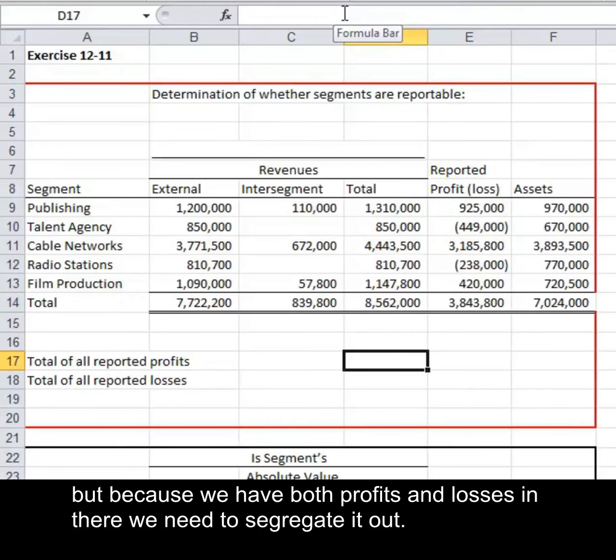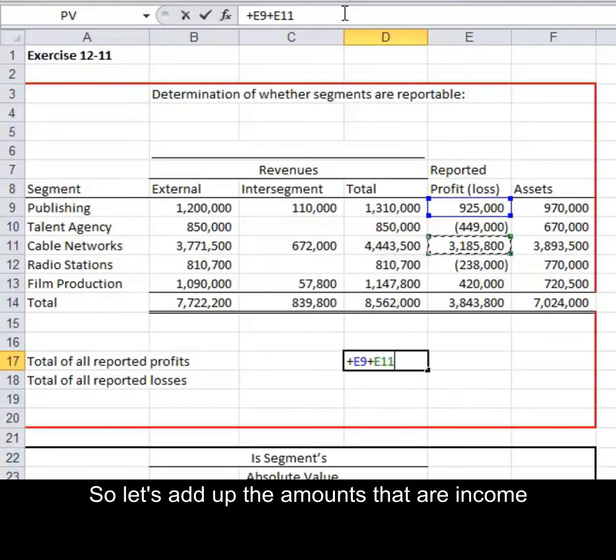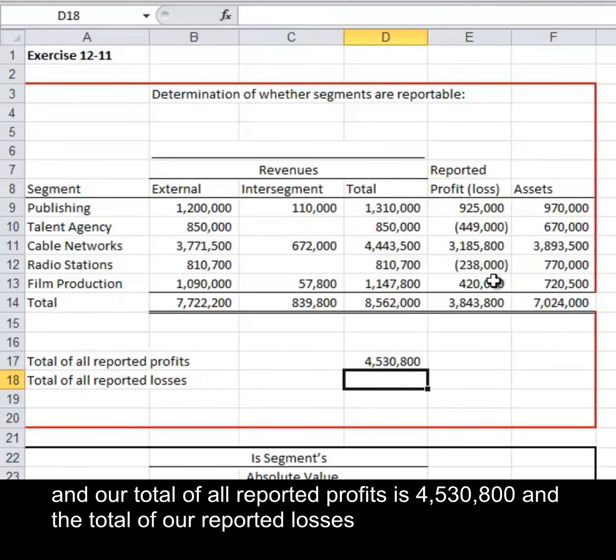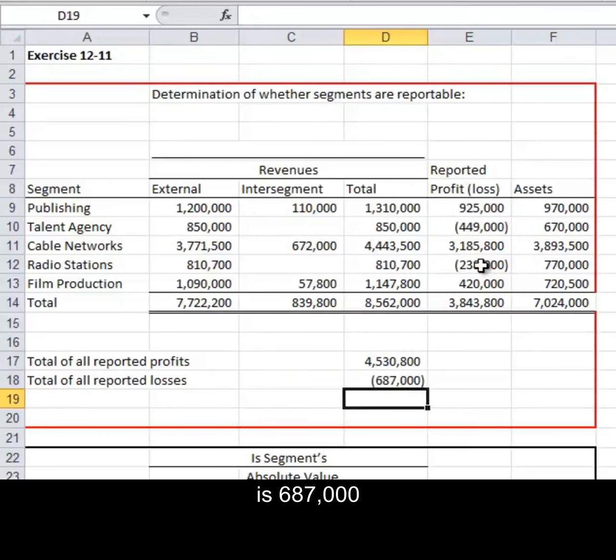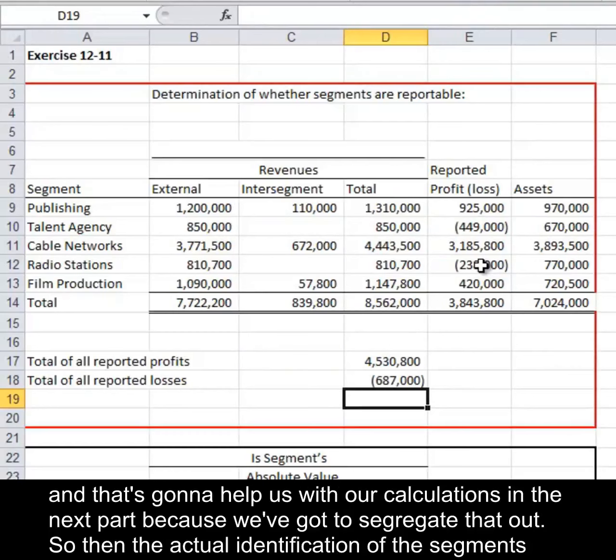But because we have both profits and losses in there, we need to segregate it out. So let's add up the amounts that are income, and our total of all reported profits is $4,530,800, and the total of our reported losses is $687,000, and that's going to help us with our calculations in the next part because we've got to segregate that out.